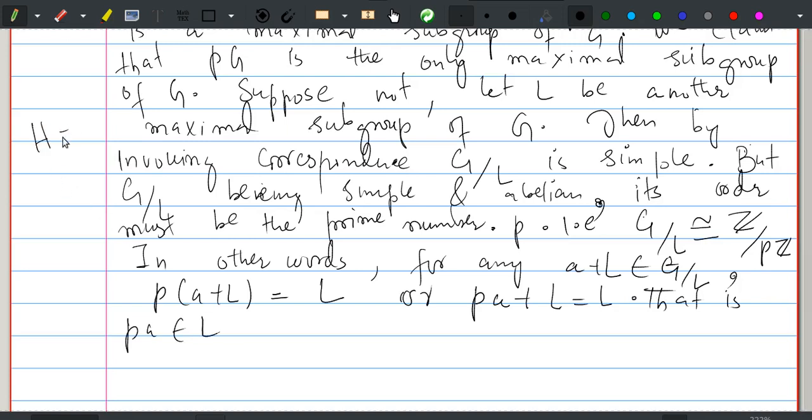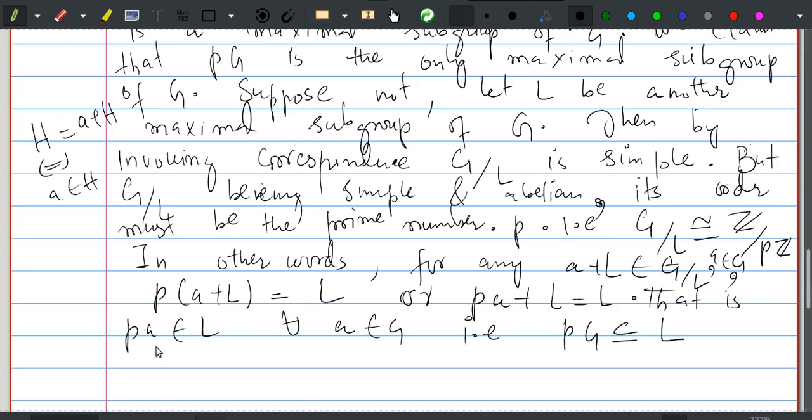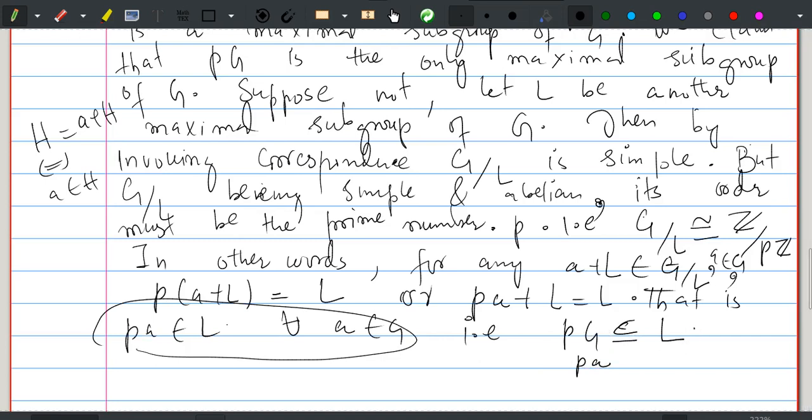because we know that H is equal to A plus H if and only if A is in H. So that means PA is in L for all A in G. Note that this A is an element of G. That is, PG is contained in L, because the elements over here are of the form PA, and this PA is in L. That is why this containment is true.